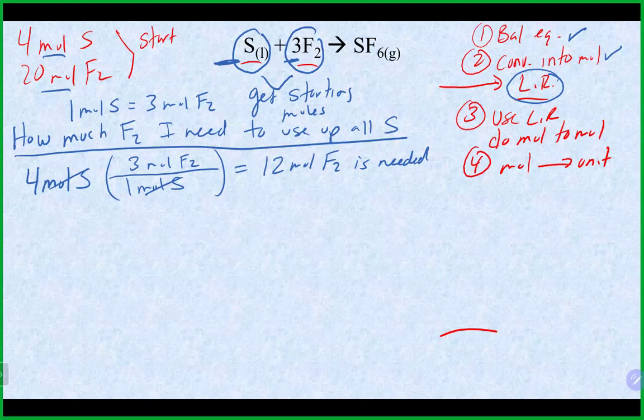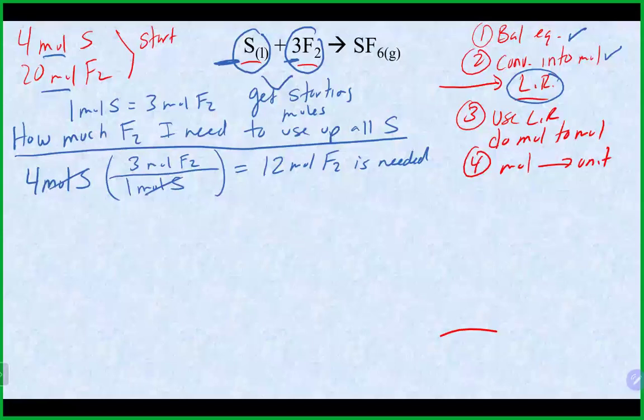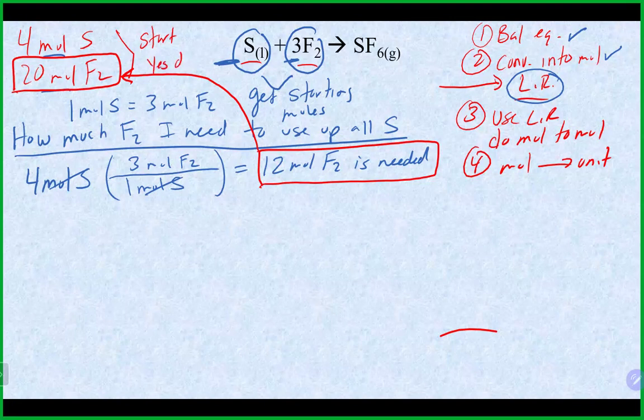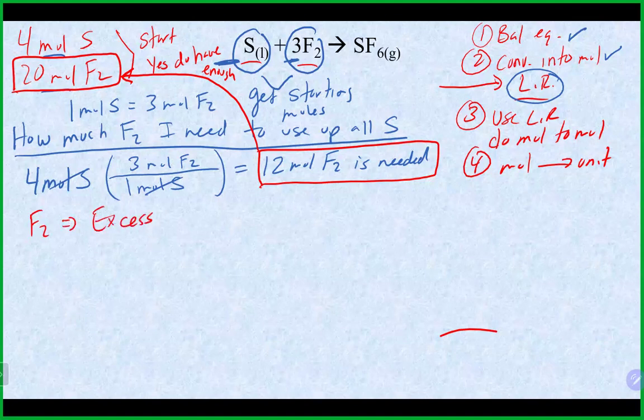So this is how we now can determine if this is a limiting reagent or not. I need 12 moles of fluorine, right? How many moles of fluorine did I start with? I started with 20, right? So do I have enough moles of fluorine to do that? If I compare those two numbers, the 12 and the 20, the answer is yes, 12 is less than 20. So the answer is yes, I do have enough. And because you do have enough, what that tells you is the fluorine is the excess reagent because you have enough. And by default, the sulfur would be your limiting reagent. Any questions on that there?